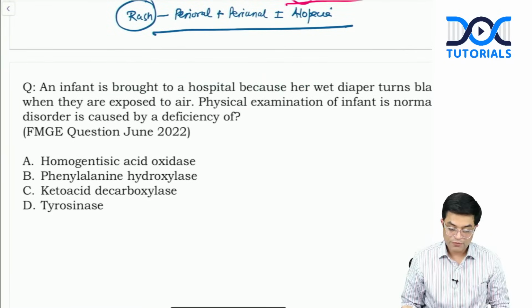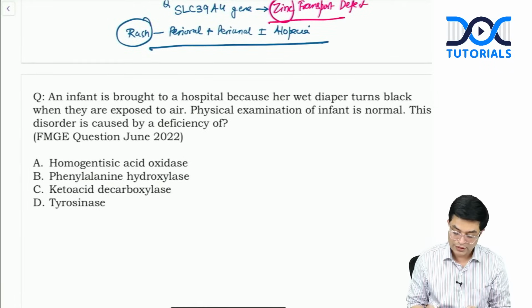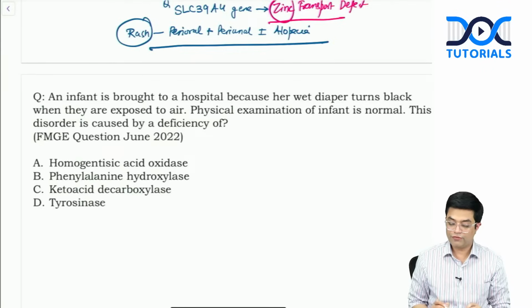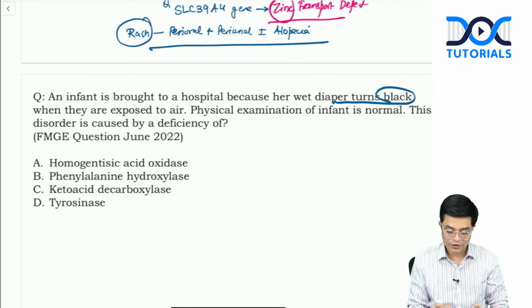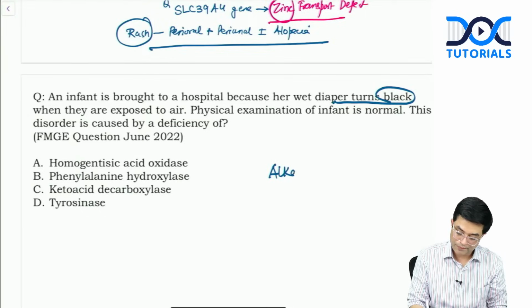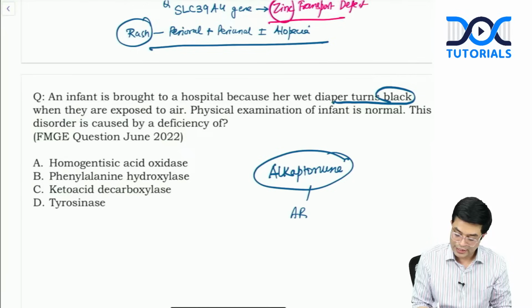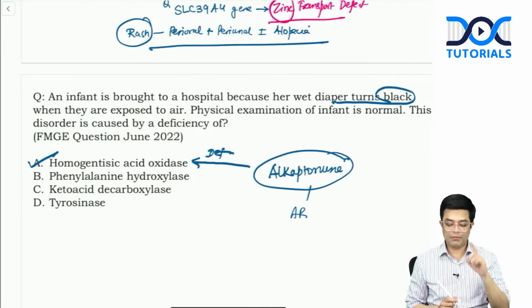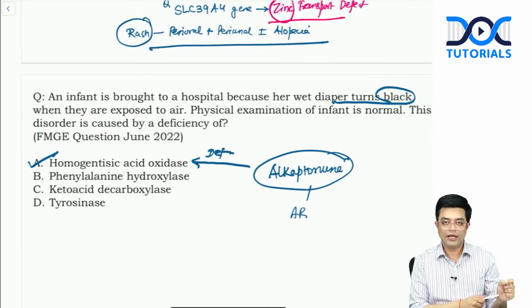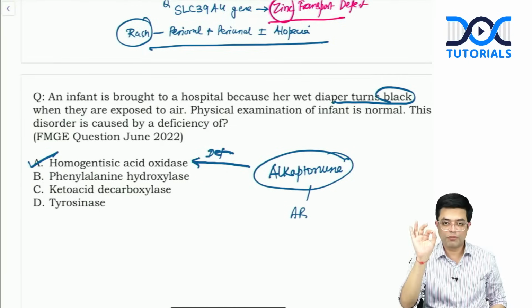Next question. An infant is brought to a hospital because her wet diapers turn black when they are exposed to air. Physical examination of the infant is normal. This disorder is caused by a deficiency of... So wet diaper turning black is a classic example of an inborn error of metabolism called alkaptonuria. Alkaptonuria is an autosomal recessive condition and there is deficiency of the enzyme homogentisic acid oxidase, also called homogentisate dioxygenase. Remember this, autosomal recessive inheritance.